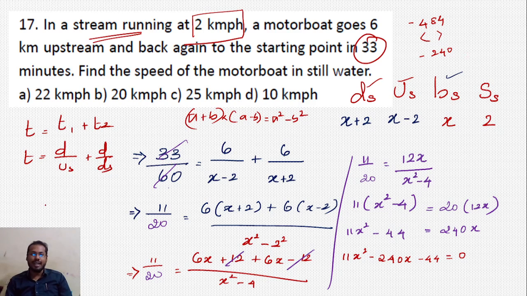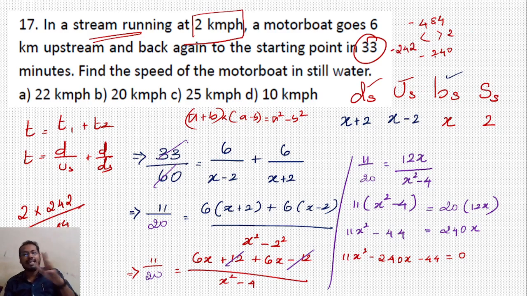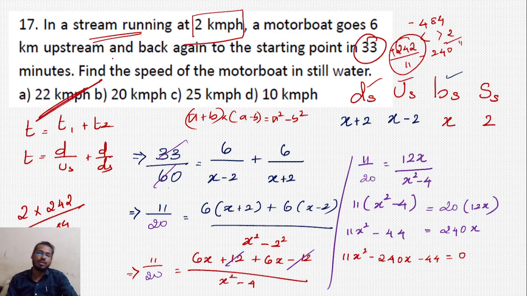So just write 2 times 242 is equal to 484. If I write here minus 242 and positive 2, I will get these answers. So minus 242 over 11 and 2 by 11. If you need to change the sign, the positive value is 242 by 11, that is nothing but 22 kilometer per hour. I hope you understand this, but slowly rewrite this once again, you will get the answer.